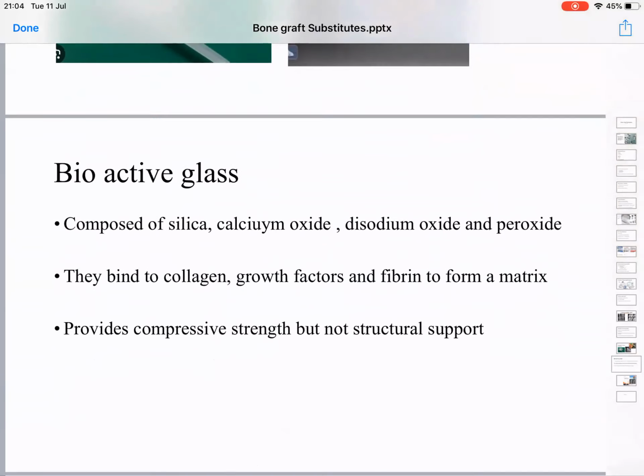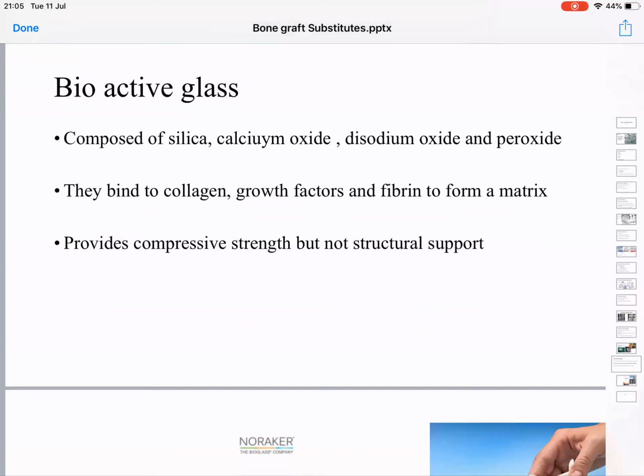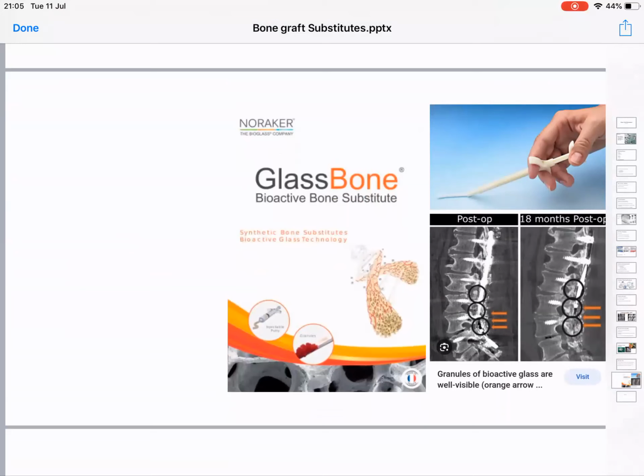Another interesting substitute was the bioactive glass, which is basically composed of silica, calcium oxide, disodium oxide, and peroxide. This bioactive glass binds to the collagen, growth factors and fibrin to form a matrix in your body or in the bone. By doing that, it provides compressive strength, but not structural support. And here are also examples of it, where you make a paste of it that goes into a syringe, and they've used it in spine surgeries.